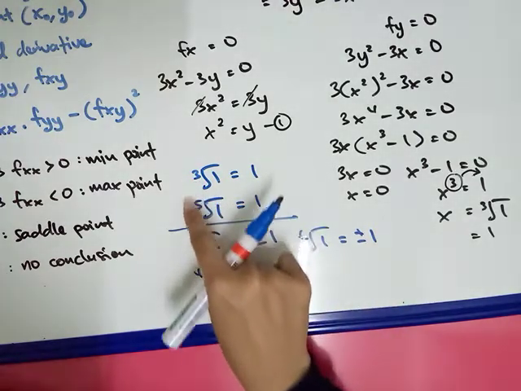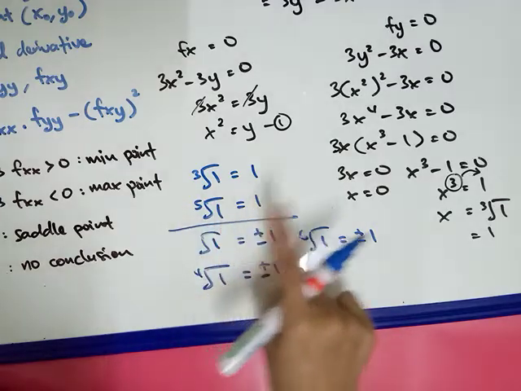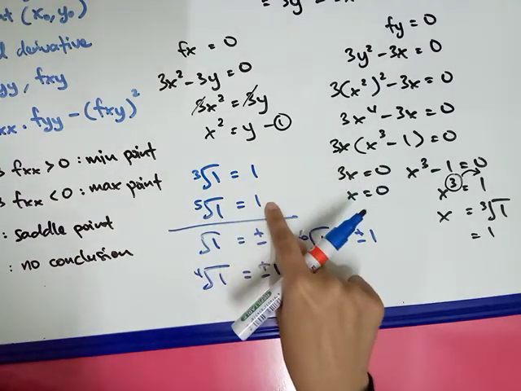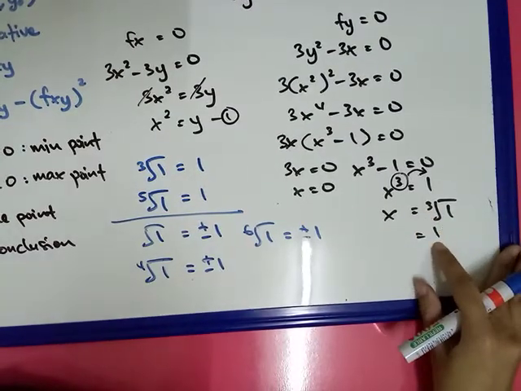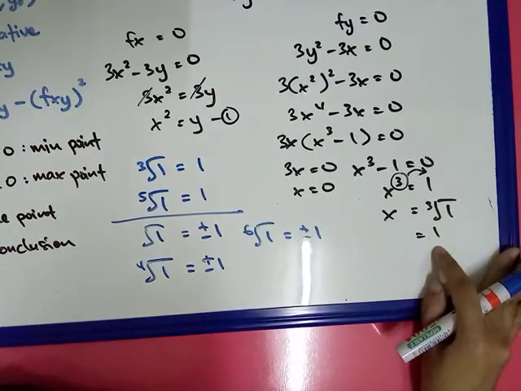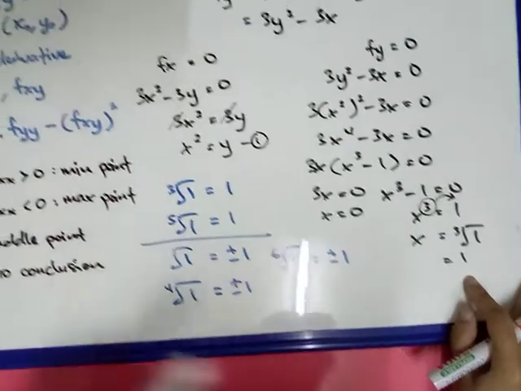If root yang ganjil, 3, 5, 7, 9, the answer is positive 1. Okay, so now it is cube root, root yang ganjil. So, it is positive 1.